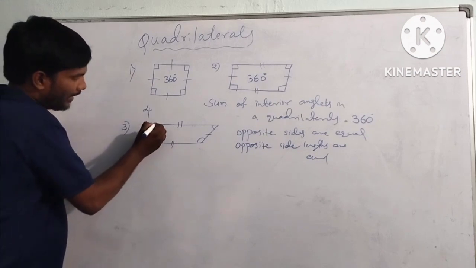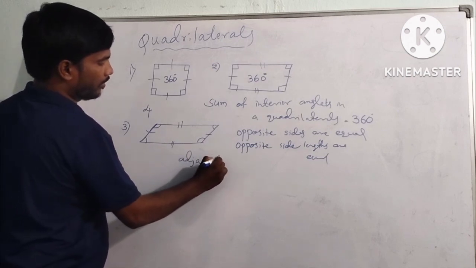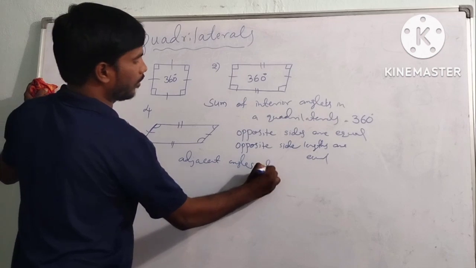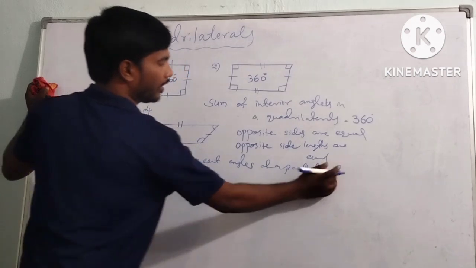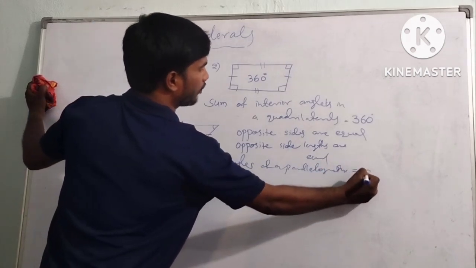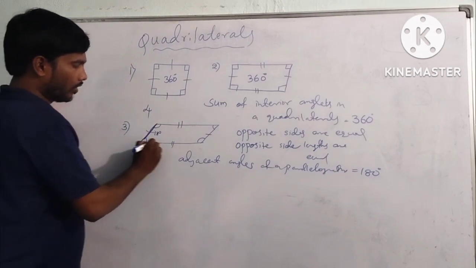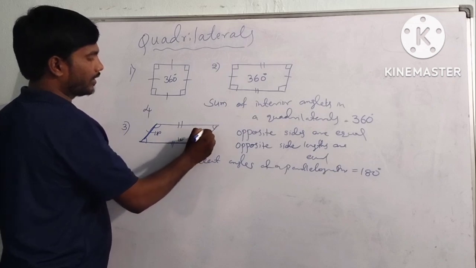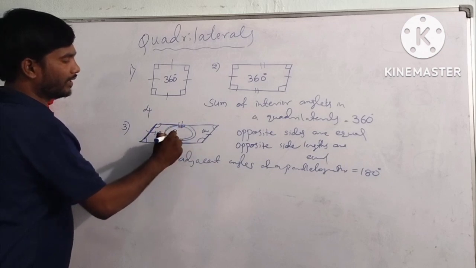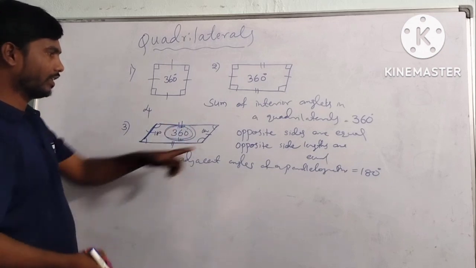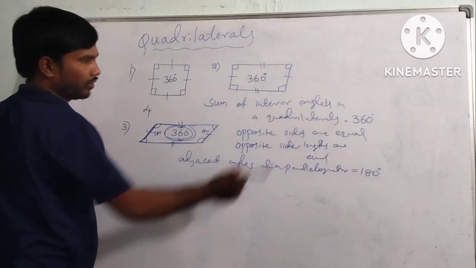Now, any two adjacent angles of a parallelogram sum to 180 degrees. These two angles sum to 180. So overall total how many degrees? 360 degrees. Sum of interior angles in a quadrilateral is equal to 360 degrees.